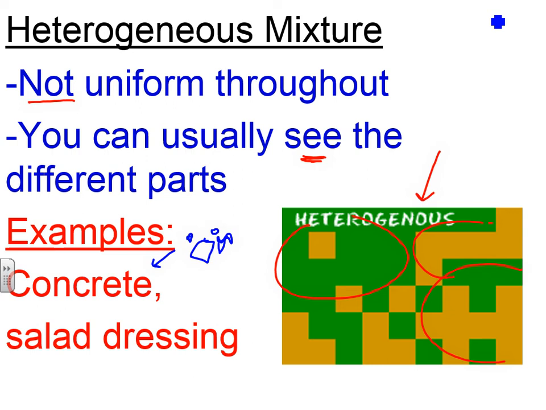The prefix hetero actually means different, versus homo means same. Salad dressing would be another obvious heterogeneous mixture, since you can see the different parts in salad dressing. If it's ranch dressing or something, you can usually see little pebbles of something else in there, or little particles of something else, and that would be a heterogeneous mixture.